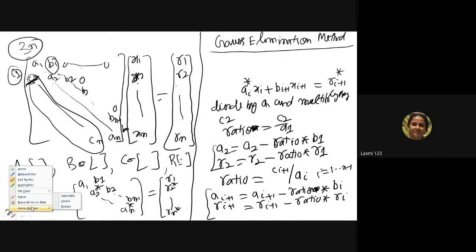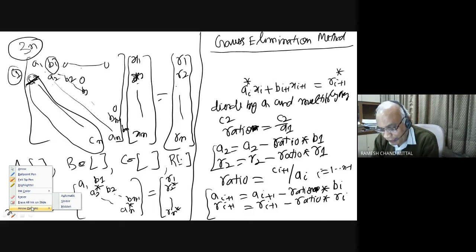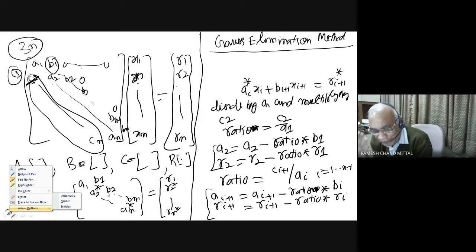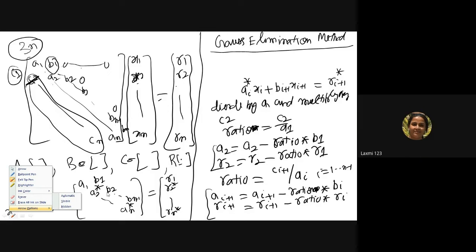Yes, sir. Now I will multiply Bn-1 with xn, take it to the right hand side, and divide by An-1, so I get xn-1. Only one element you have to take to the right hand side, because the upper triangle has only one element. Yes, definitely. Upper triangular matrix is easy to solve.